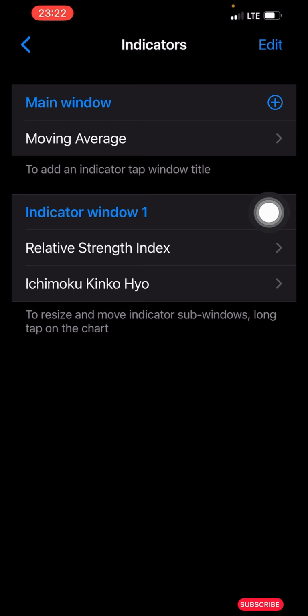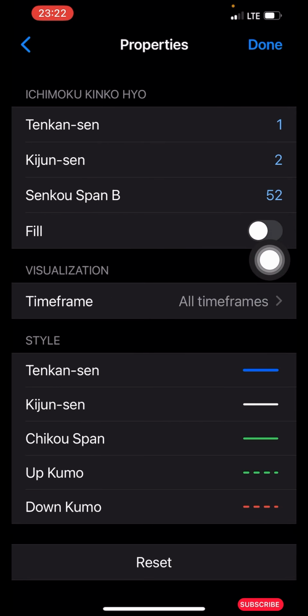So this is what you have to do. You click on the second plus icon here in order to add your Ichimoku. After clicking on this, you search for your Ichimoku. These are the properties for the Ichimoku. The Tenkan Sen is 1, Kijun Sen is 2, and Senkou Span is 52. You unfill it. Time frame is all time frames.